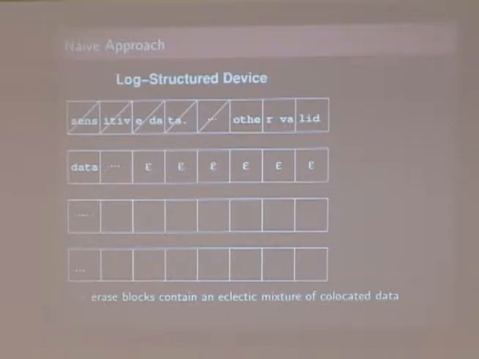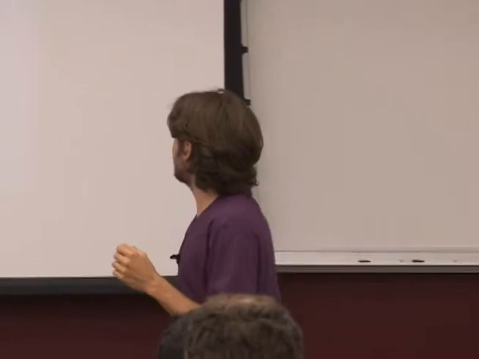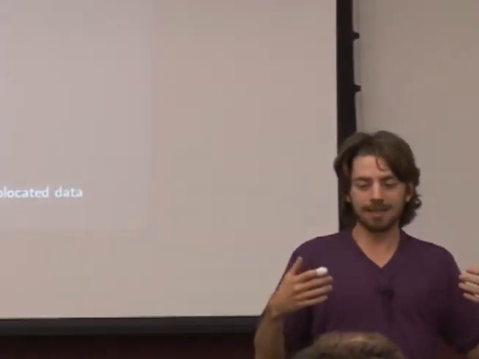And the result is that these erase blocks will just happen to have data for different files co-located in an arbitrary way. Here, an eclectic mixture of co-located data. So you can't guarantee that an entire erase block will always be empty and ready to be erased. You're usually going to have other valid data co-located on it.